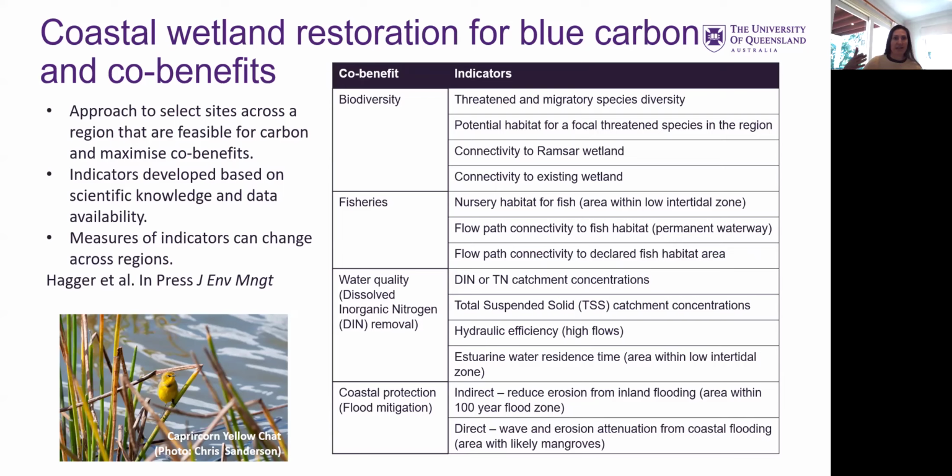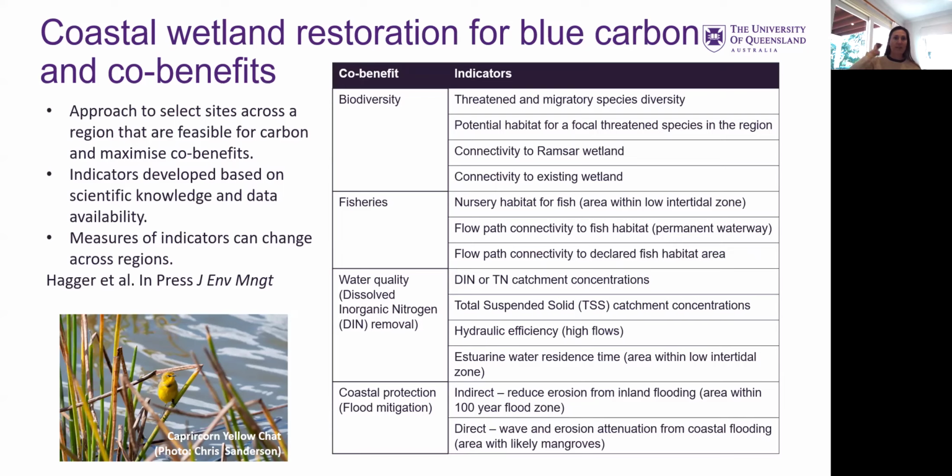So it's to identify sites which are both economically feasible for blue carbon and also maximize the delivery of these co-benefits. And what we've done is develop indicators for these co-benefits based on scientific knowledge and data availability. But these measures and indicators can change across the regions depending on the data availability and the specific characteristics of the regions. This paper has just been accepted for publication in the Journal of Environmental Management, so hopefully I can share soon. I wasn't going to go into detail about how we measured the other ecosystem services, only to explain what we did for biodiversity.